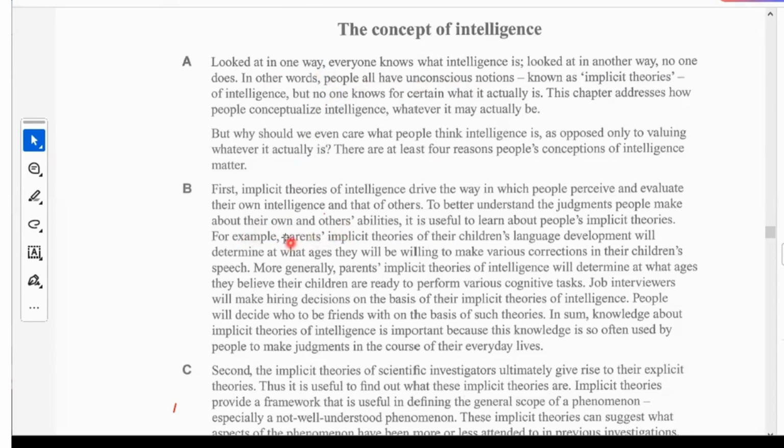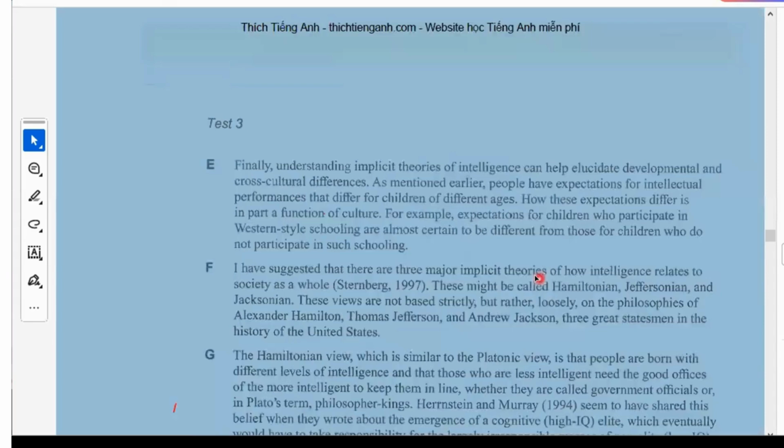So parents' implicit theories of their children's language development will determine at what age they will be willing to make various corrections in their children's speech. More generally, parents' implicit theories of intelligence will determine at what age they believe their children are ready to perform various cognitive tasks. Job interviewers. Okay, so he has stopped talking about parents there. Hold on.